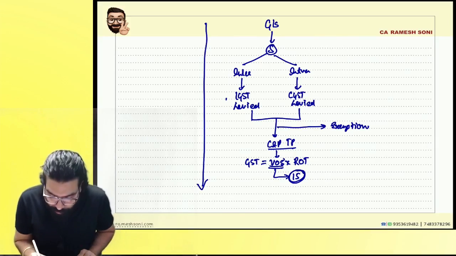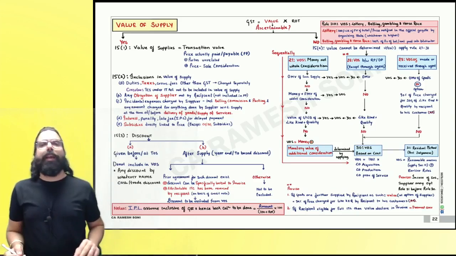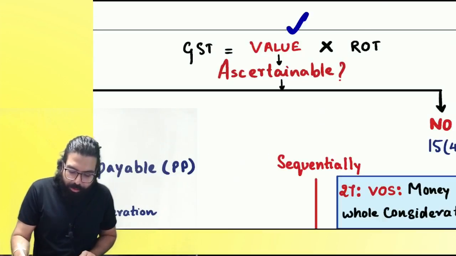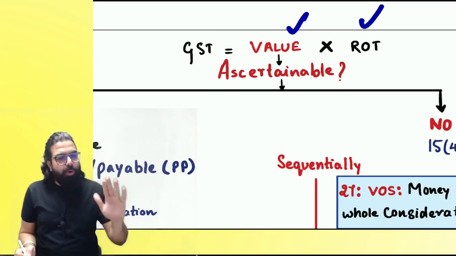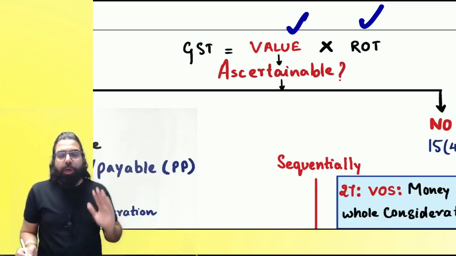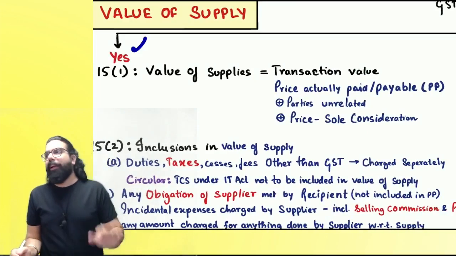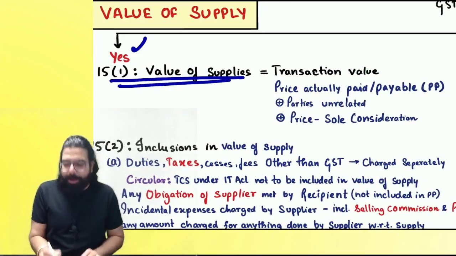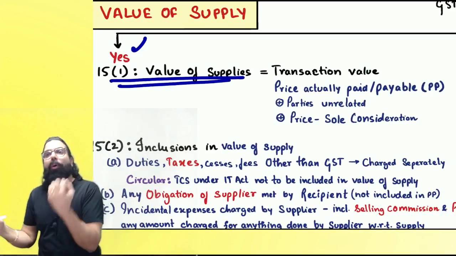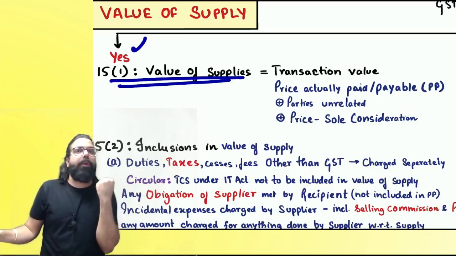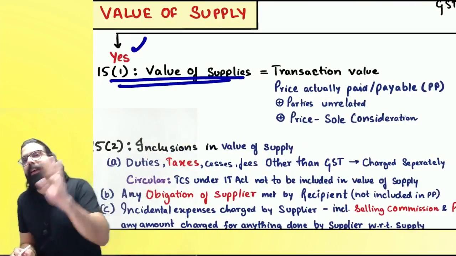Chalo, everyone. Now, value of supply, section number 15. Please come to value of supply, everyone. GST is equal to value into rate of tax. Now, question over here is the value ascertainable? Is the value ascertainable? If the value is ascertainable, then you will have to go ahead and take the value of supply. What is the value of my supply? Because I'll have to collect GST and pay on the value of supply. Can I go ahead, everyone? Now, value multiplied by the rate of tax will give you the GST amount.